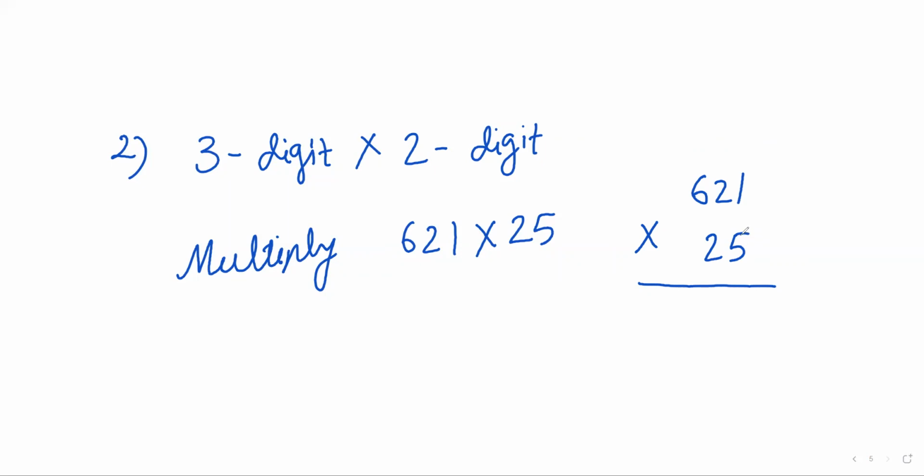Okay, now multiply 5 to this number one by one. As we have seen earlier, we multiply from right to left, right, from this side. Okay, first we will multiply 1 by 5, then 2 by 5, then 6 by 5. Okay, now let's solve it. 1 into 5 is 5. As we have seen, here is only one digit, so there is no carry, so we will write 5 as it is.